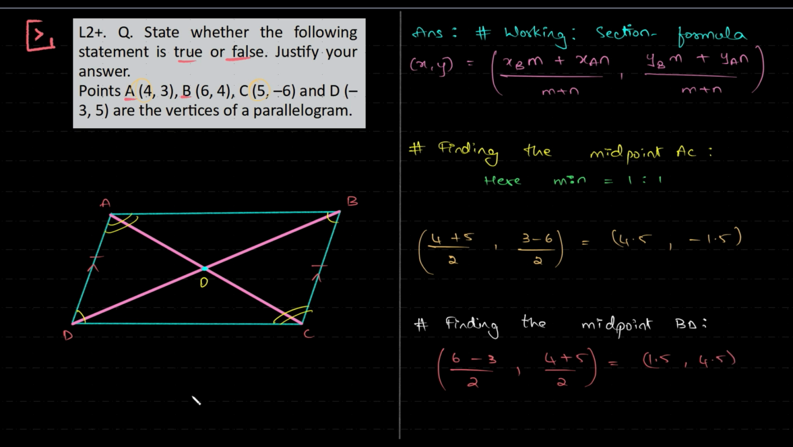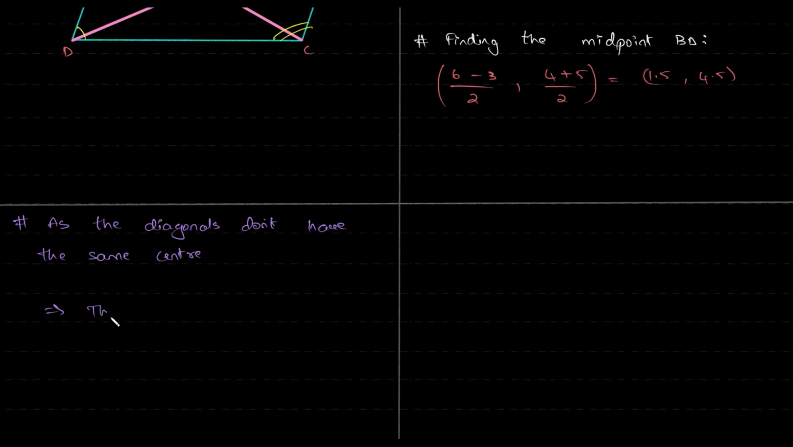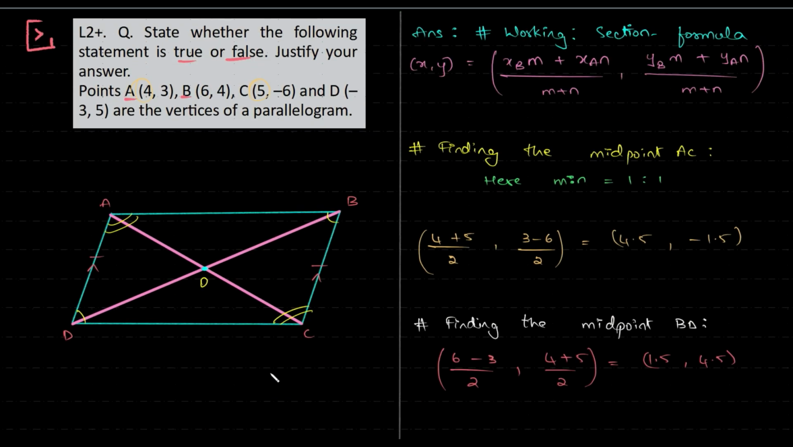So what can we tell from all of this? Yes, clearly the quadrilateral is not a parallelogram, as the diagonals don't have the same centers. What does it imply? This implies that the quadrilateral is not a parallelogram, and this would get a star. Okay, yes, so you can pause and have a look at the answer.